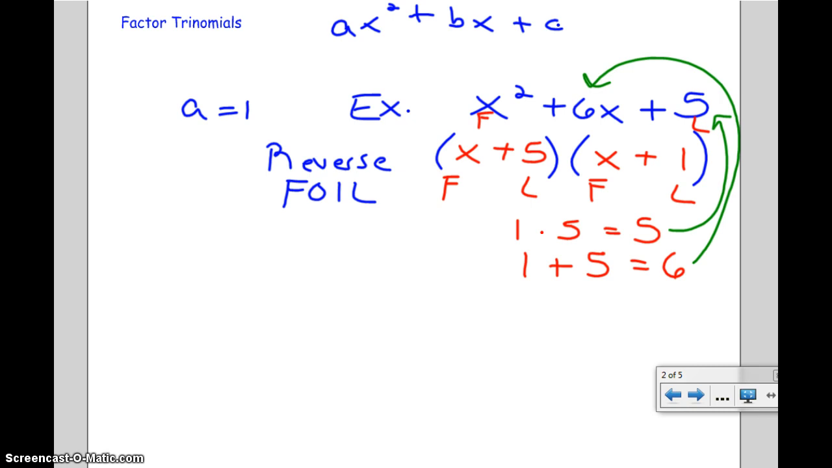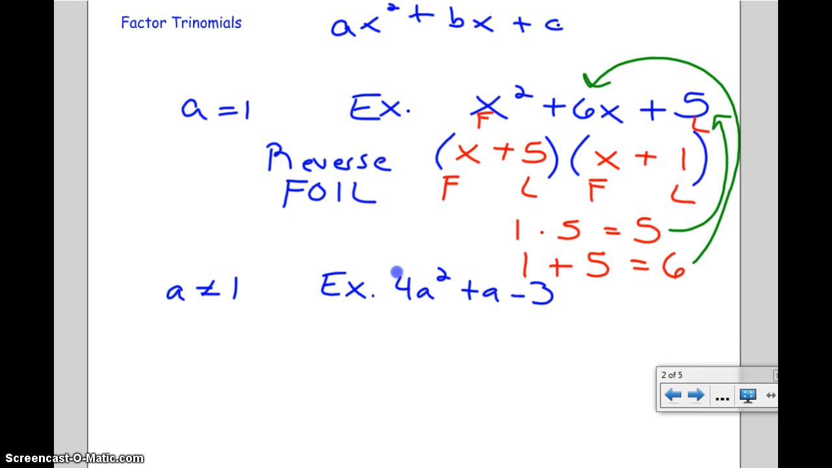Your second example is when your a value does not equal 1. So when you have 4a squared plus a minus 3, our a value right now is 4. Remember that ax squared plus bx plus c is just representing what a standard trinomial looks like. However, I've switched my x's to a's. Any variable will work. You're just looking at whatever variable is being squared or by itself, and the last term doesn't have any variable whatsoever.